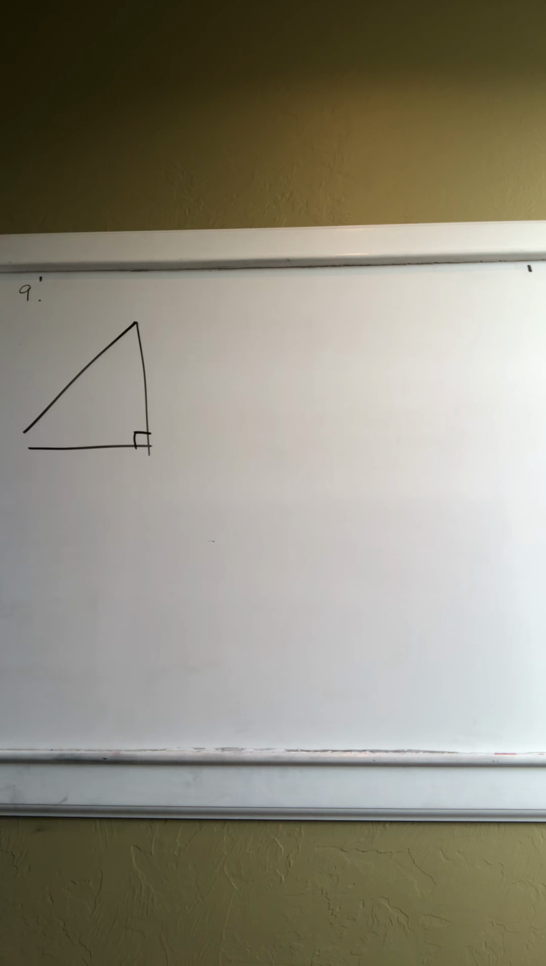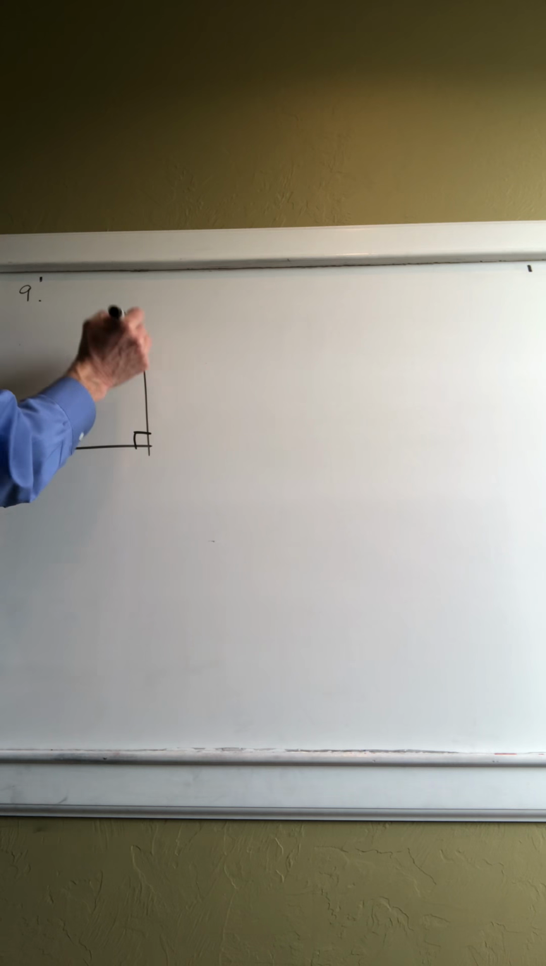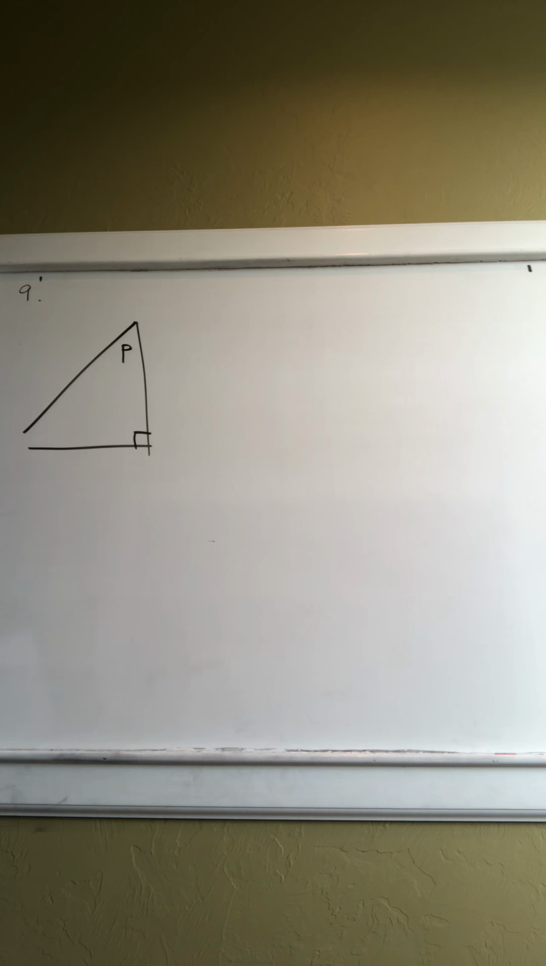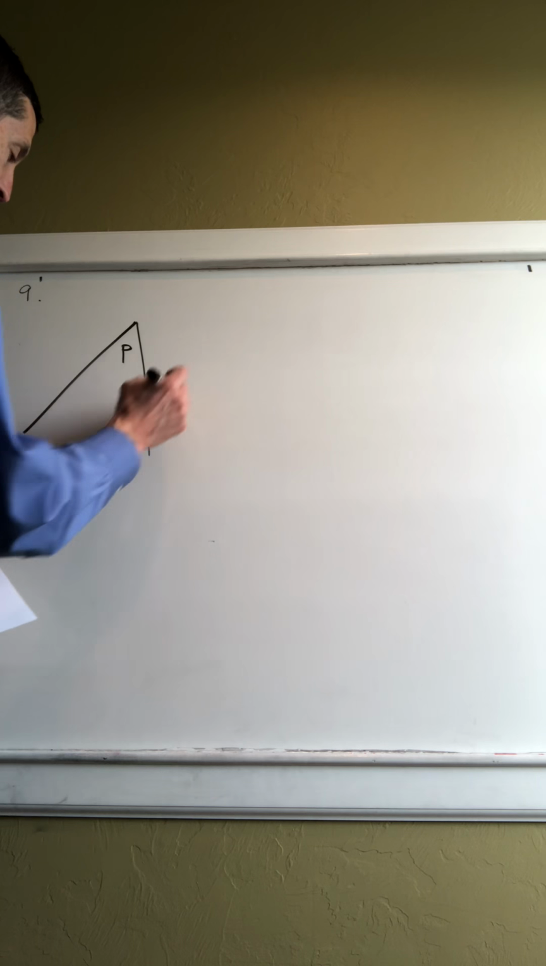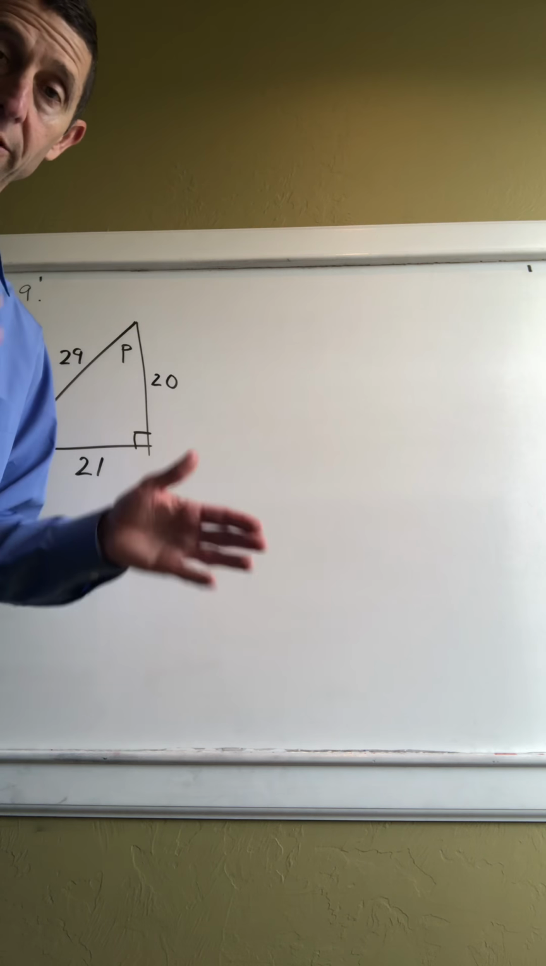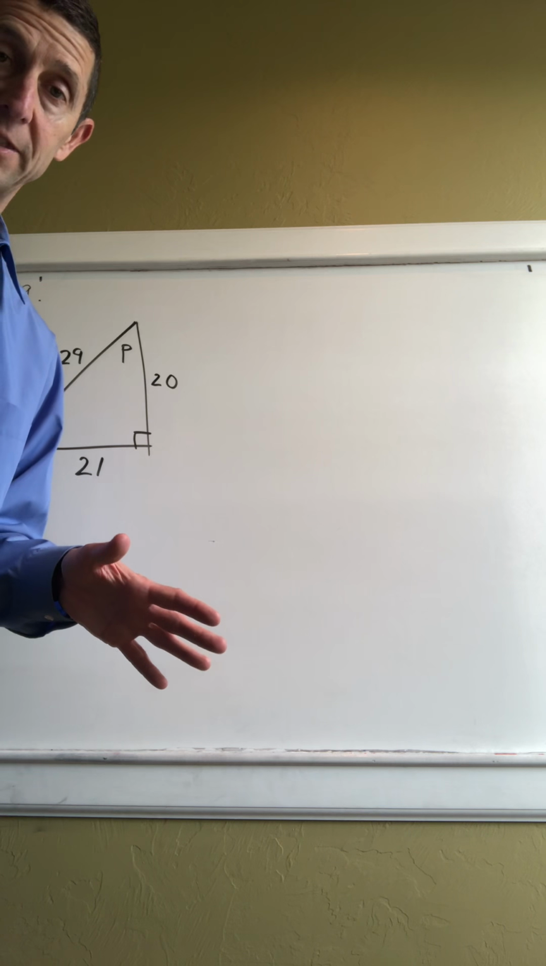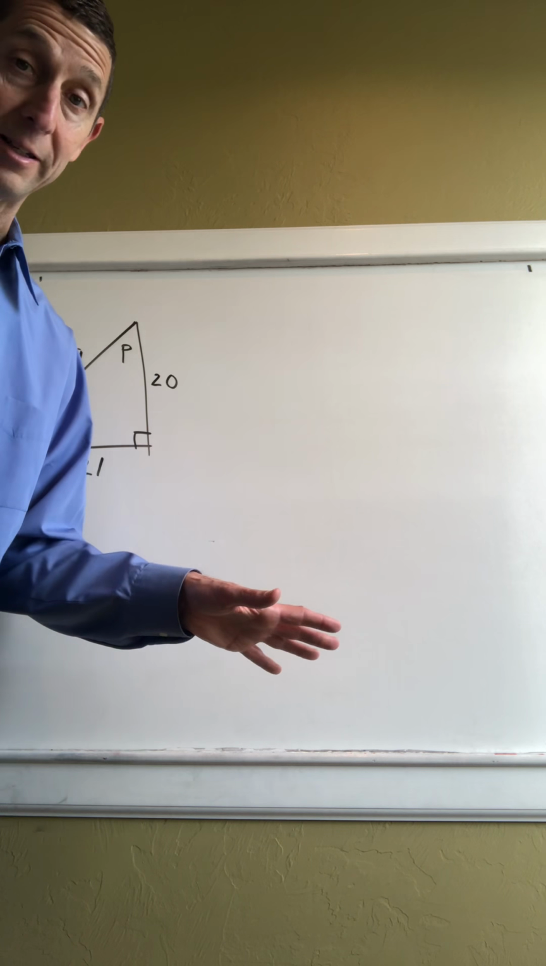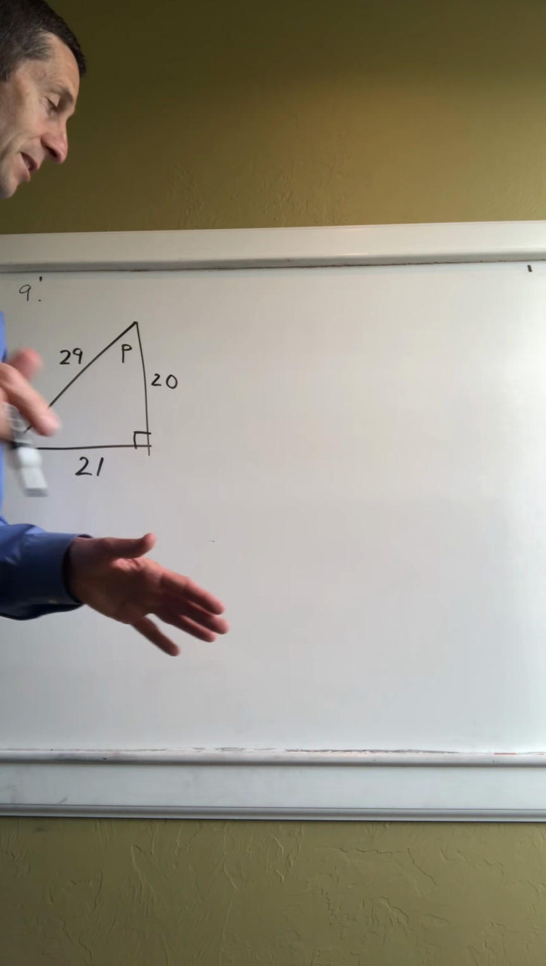So there's my right triangle. You can see that. Let's call this, we just did angle K. Let's call this one angle P. So you got angle P, we've got this side as 20, this side is 21, hypotenuse is 29. So the first thing you have to do on these problems is label all three sides correctly. We've been doing it the entire video, labeling all three sides.